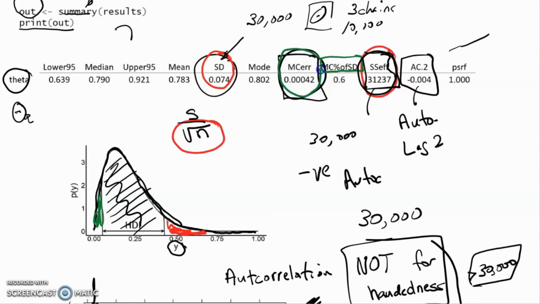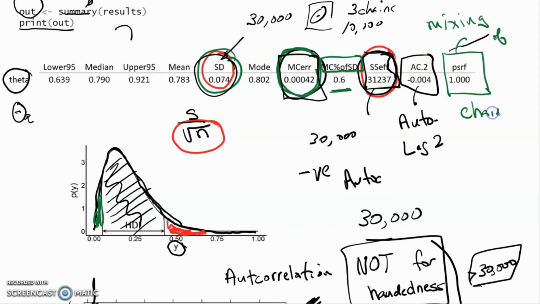So we take this MCERR as a percent of standard deviation, and that's equal to 0.6. This thing is described in your notes, and I'll talk about it a little bit in a moment, but this is just an indicator of how well the chains have mixed. So it's a reflection of the mixing of the chains. And the recommendation is that this value should be less than 1.1, and in this case it is, so everything is cool.